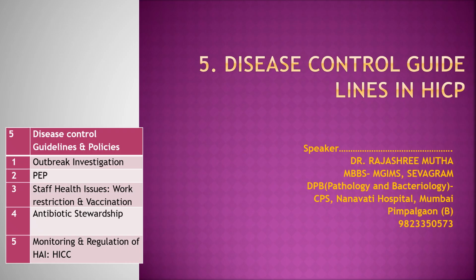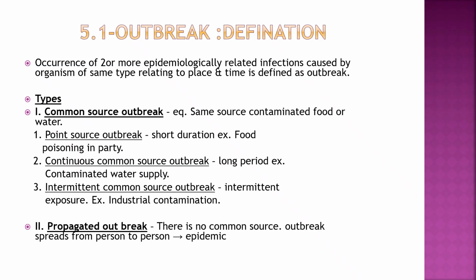Let's study disease control guidelines in HICP. Now we will see the outbreak definition. It is an occurrence of two or more epidemiologically related infections caused by an organism of the same type, relating to place and time, and is defined as an outbreak.